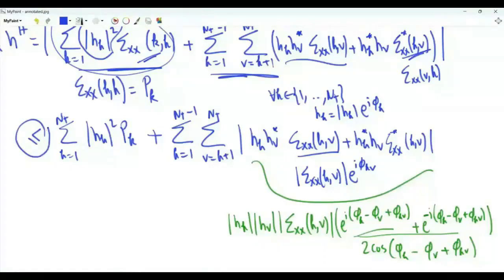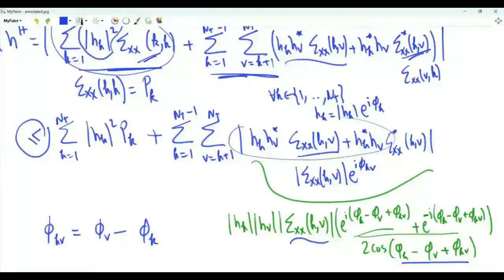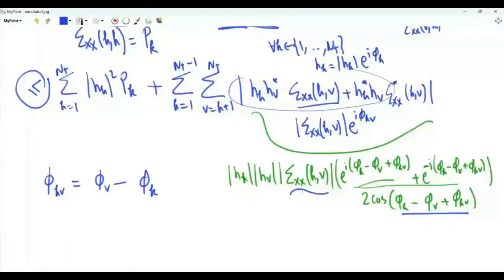To achieve this inequality with equality and to maximize the quadratic form, we make the argument of the cosine function equal to 0. In other words, phi KV is equal to phi V minus phi K. By doing this, the summand here becomes real valued and non-negative. What about the magnitude of sigma XX of K and V? Assuming that the transmitted signals are in vector X and that they are zero mean, then this sigma XX of K and V is the expectation of X of K X conjugate of V.